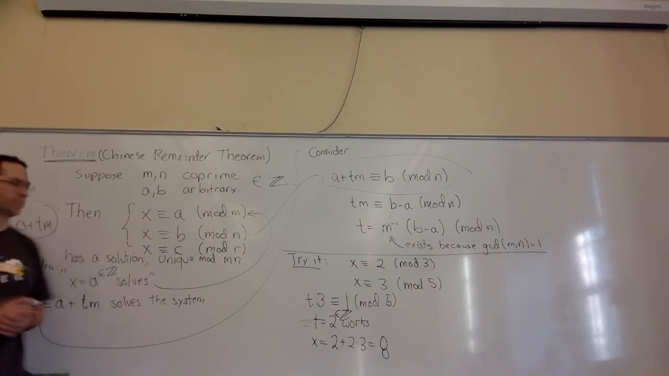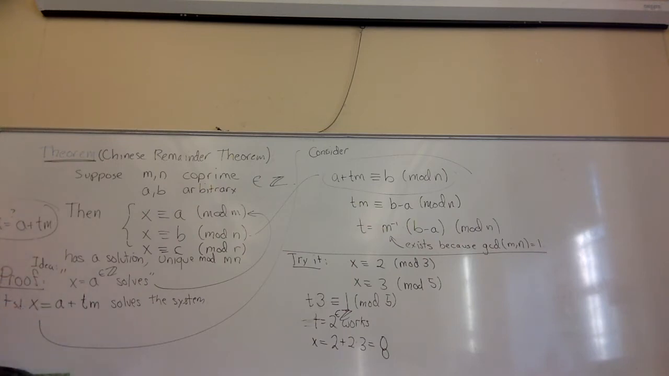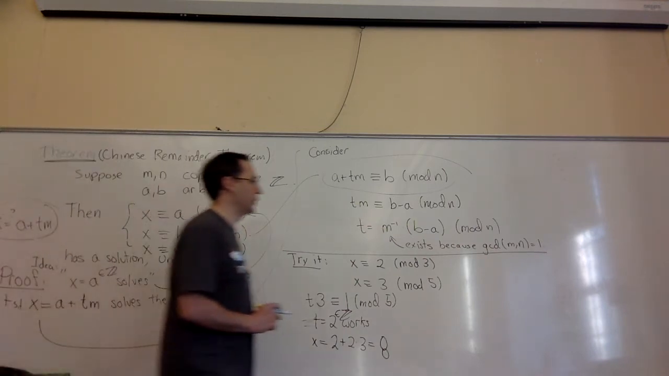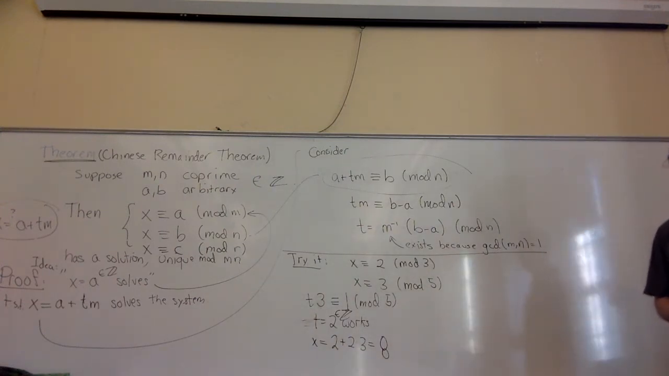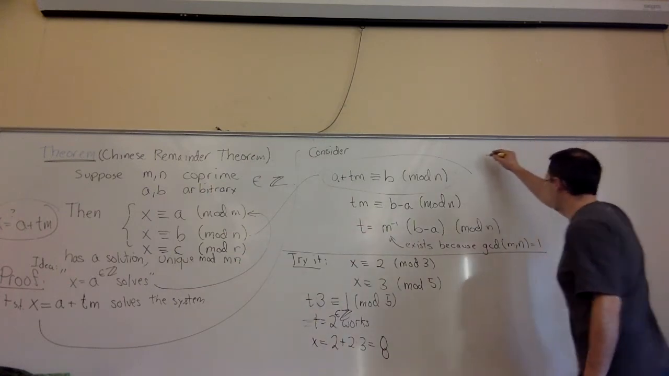Okay? All right. Now I'm going to reinterpret this theorem in a more algebraic manner, which will, I think, naturally lead to understanding the Euler-Phi function better. So here's a more algebraic way of thinking about the theorem.